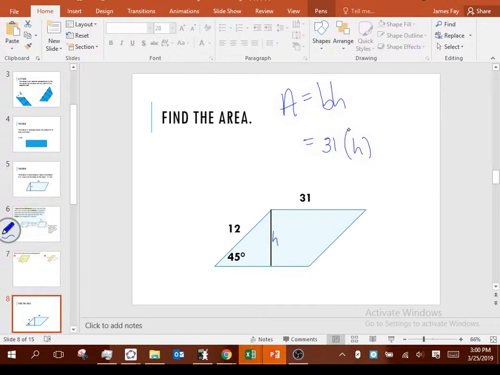So I need to find H, and I'm going to make the argument that this is H here, right? What do I have here? You have 45, 45, 90. So what is my hypotenuse in a 45, 45, 90? N radical 2. Okay, so we set that up.